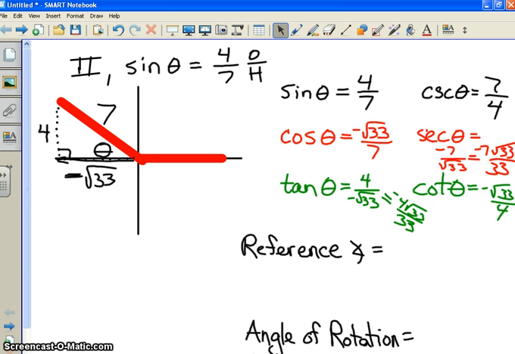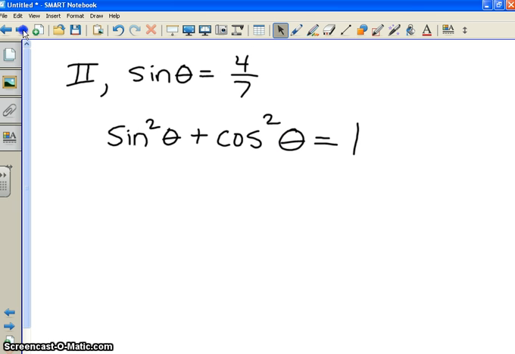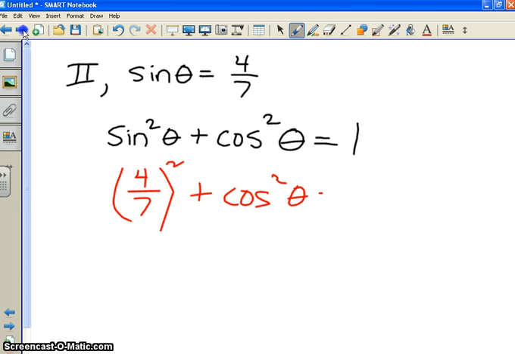Now our other option besides drawing the picture and using Pythagorean theorem is to use what's called a Pythagorean identity. Sin squared plus cos squared equals 1. So if I know sin is 4/7, I can substitute that in right here for sin and square that. Then I'll use one of my laws of exponents. 4 squared over 7 squared will be 16 over 49 plus cos squared theta equals 1.